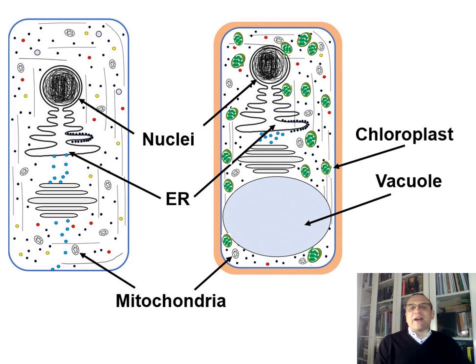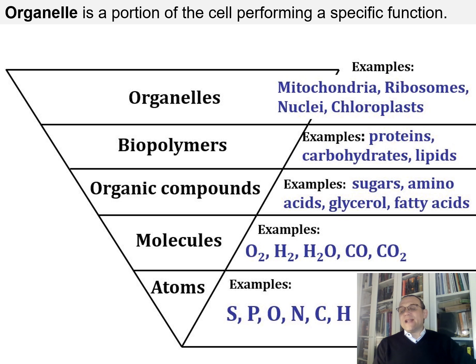But let's go back to the cell organelles. Organelle is the portion of the cell performing a specific function. Organelles are made up of biopolymers or macromolecules. Macro means large, so large biological molecules make up organelles. Examples of organelles are mitochondria, nuclei, chloroplasts.